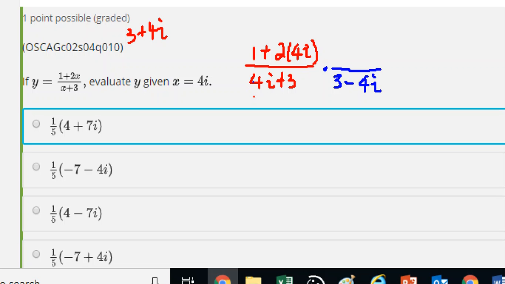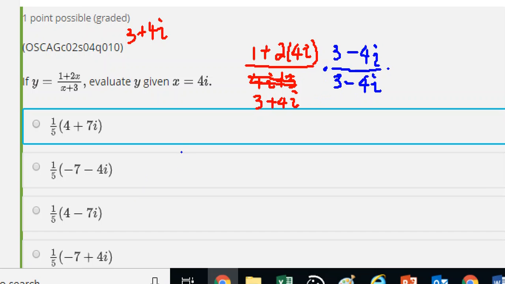So I suggest you think about this as 3 plus 4i. They're the same, right? So instead of 4i plus 3, think of this as 3 plus 4i. So this is what you want to multiply. Of course, you want to multiply by 1. Therefore, you multiply the top and bottom by the same value, which is 3 minus 4i.